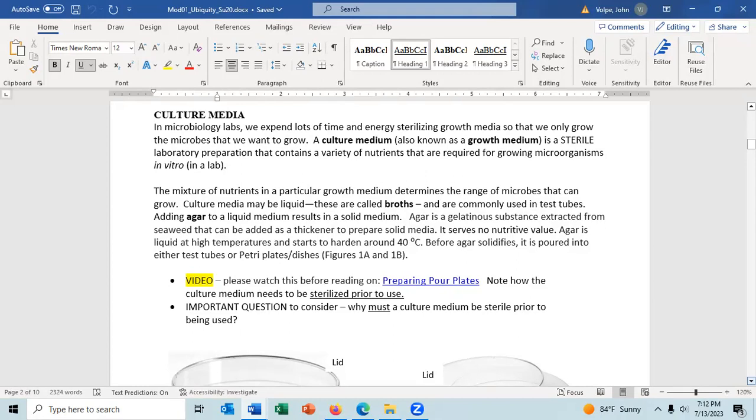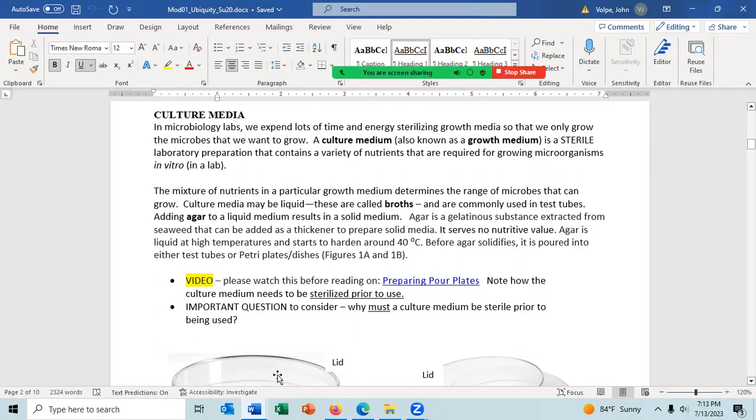There are different types of culture media. If it's a liquid culture media, this is called a broth. And it's commonly put in a test tube because if you had it in a plate, the liquid would be too easy to spill out, and then you get contamination and microbes growing in your culture.